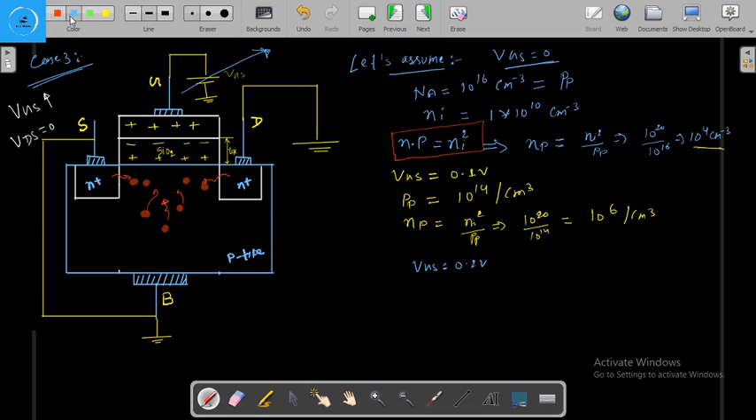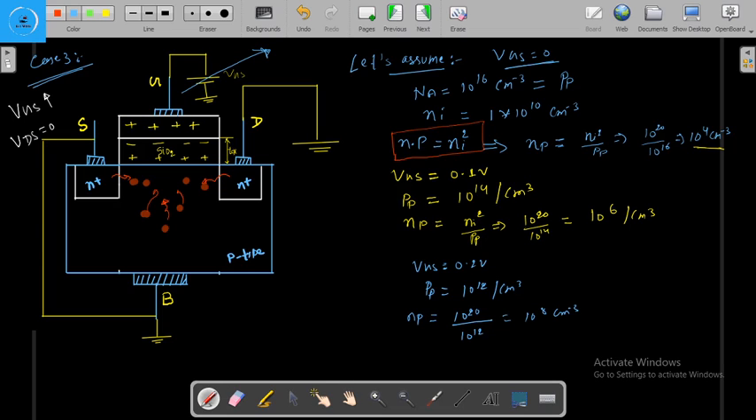Now let's assume the concentration of the holes decreases to 10 to power 12 per centimeter cube, and the concentration of the electrons here will be equal to 10 to power 20 divided by 10 to power 12, which will be equal to 10 to power 8 per centimeter cube.